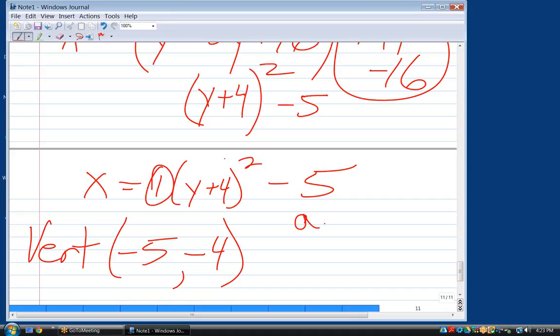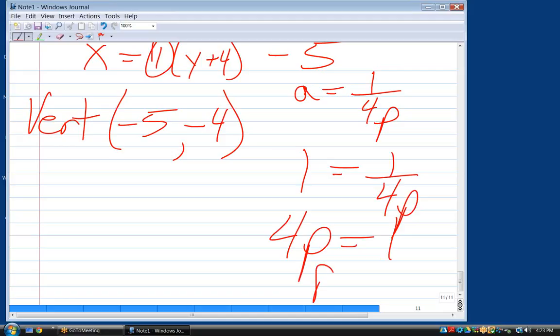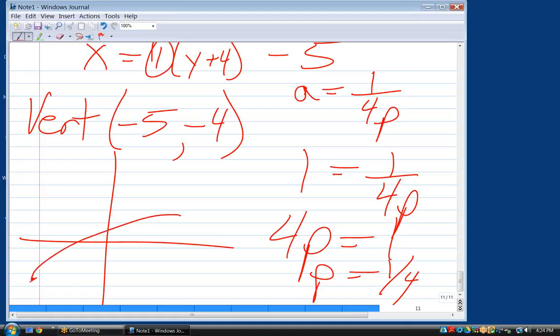And I know that a is equal to 1 over 4p. So if I solve for p, I know a is 1. Multiply both sides by 4p. P is 1/4. So your focus is 1/4 inside a parabola that starts here and opens to the right. And the focus is 1/4 inside there. In other words, if that thing is at minus 5, the coordinates on my focus are minus 4 3/4, comma, minus 4.